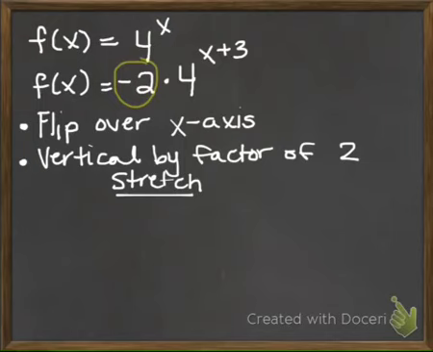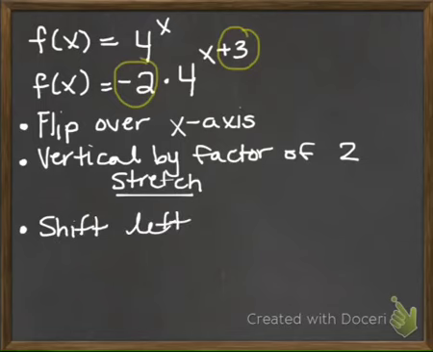All right, the last thing is this +3. The +3 is with the x, it's not on the outside. So that means that we are moving to the left 3 units. So that's 3 transformations right there.